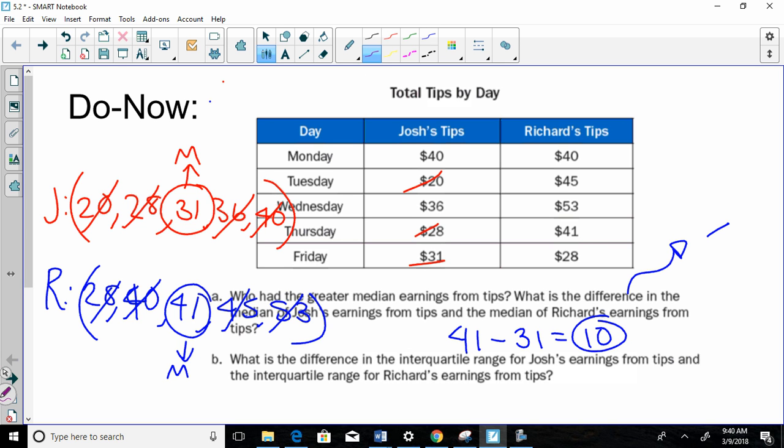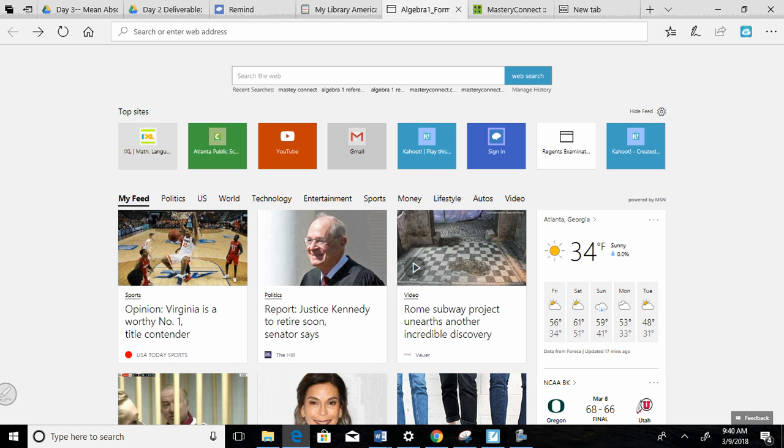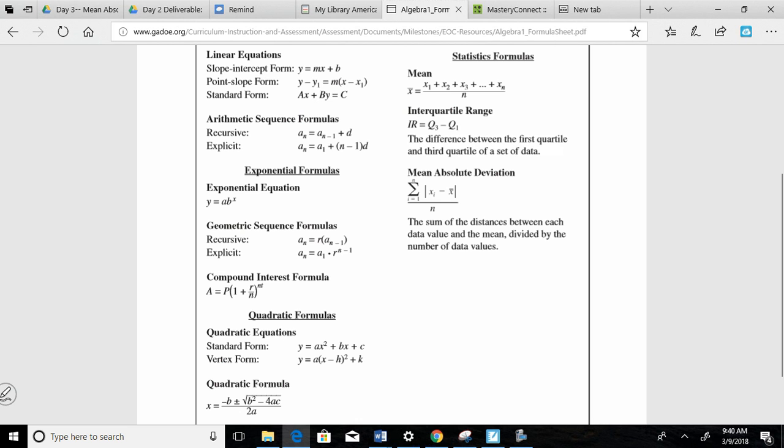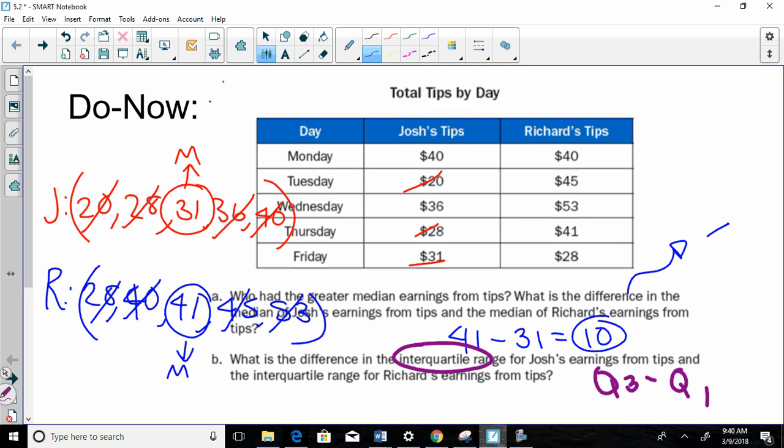Then it says, what is the difference in interquartile range? So remember, that's your Q3 minus Q1. And if you look right here, here's your formula sheet that you get, and for interquartile range, they tell you what it is. So you never have to remember that. That will be given to you on your formula sheet. So we do need to find our Q3 and Q1. So remember, we don't include the median when we're finding that.